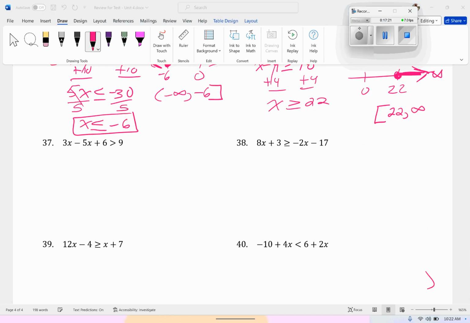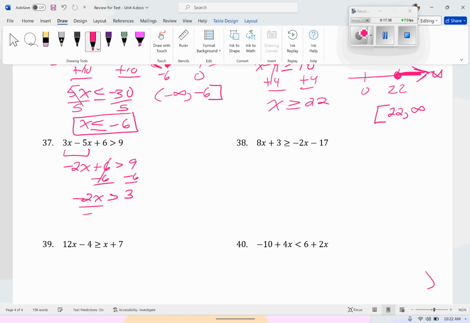Okay, we're going to go negative 2x plus 6 is greater than 9. Subtract 6, subtract 6. 9 minus 6 is 3. Divide both sides by negative 2. Those cancel. Divided by a negative, the sign flips. So I get negative 3 over 2.